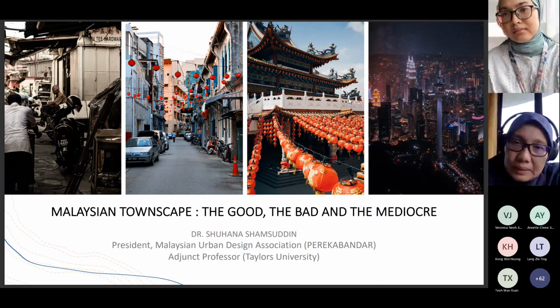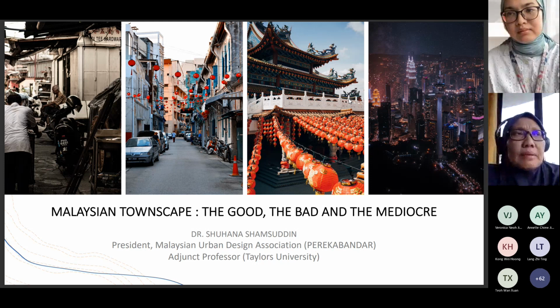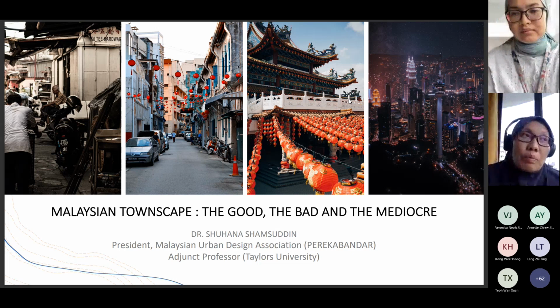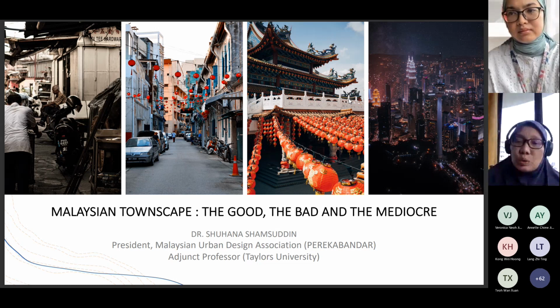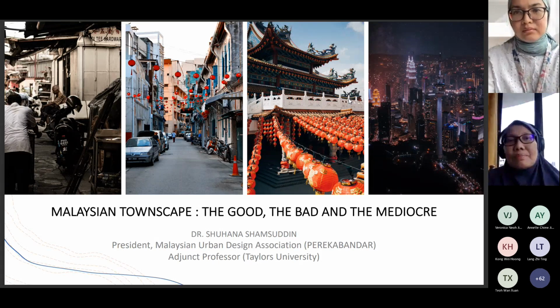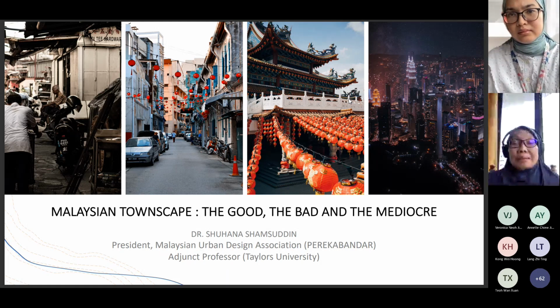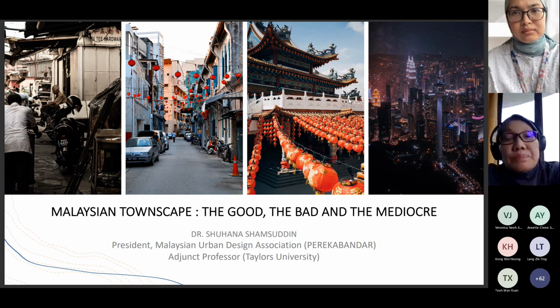This kind of smart partnership between PEREKABANDAR and universities is very important, because we see our role as not just to advocate good urban design practice and better quality townscape to the authorities or the professionals, but we also want our future architects and professionals to be motivated to create better quality townscape when they leave the university. So we welcome all universities and all agencies to join us in this effort to create better quality and sustainable townscape in the future.